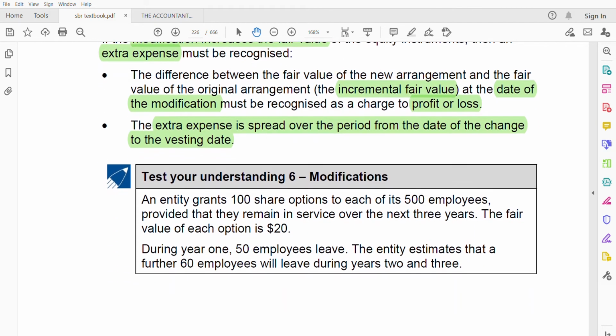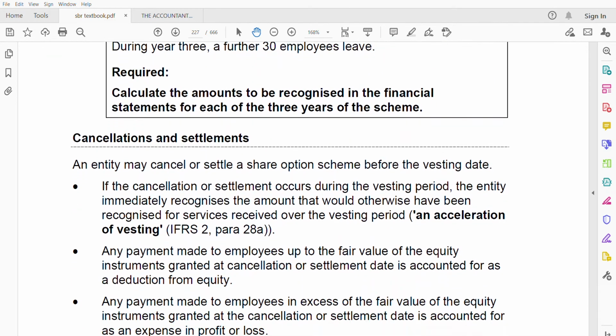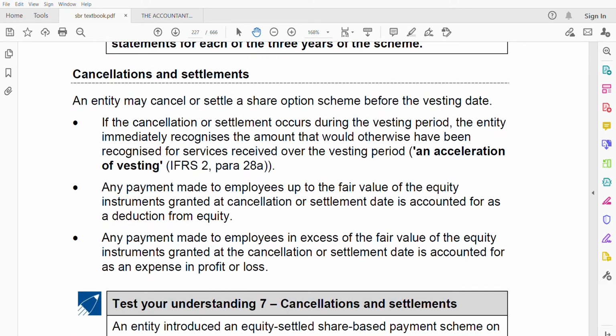Okay. Now, cancellation and settlement. So the modification part is over. Now we are moving towards cancellation and settlement. Because we know an entity may cancel or settle a share option scheme before the vesting date. It's possible, right? Before the vesting date, they might cancel it or they might settle it. Then what?